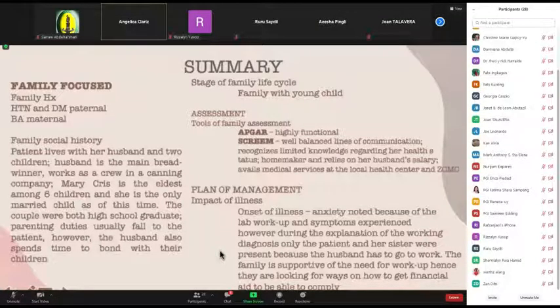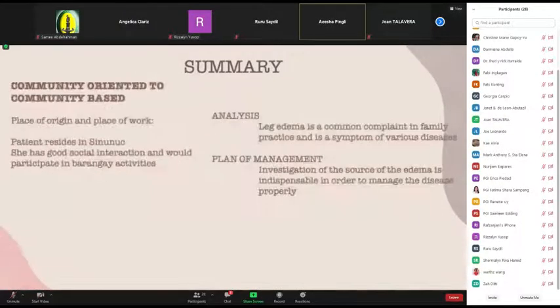Impact of illness, onset of illness, anxiety was noted because of the various lab workup and symptoms experienced. However, during explanation naman of the working diagnosis, only the patient and her sister were present because the husband has to go to work. For the community-oriented, community-based, the patient resides in Sinunuk and she has good social interaction and would participate in barangay activities. For the analysis, leg edema is a common complaint in family practice and is a symptom of various diseases, and investigation of the source of the edema is indispensable in order to manage the disease properly.